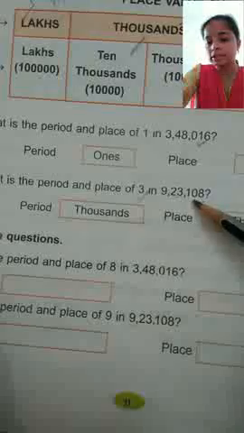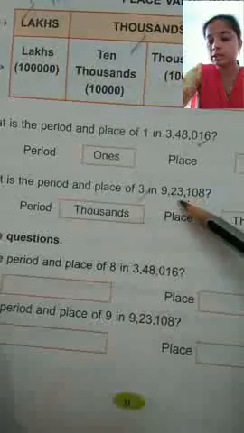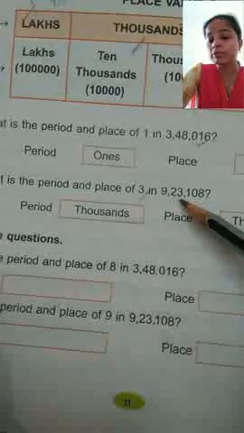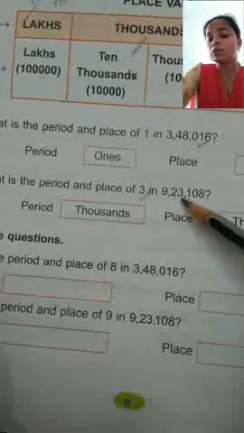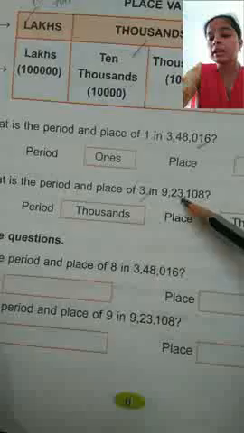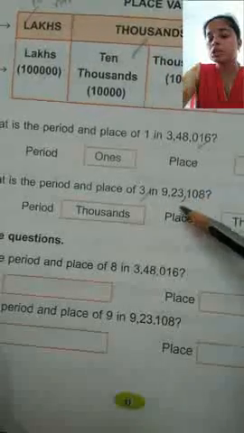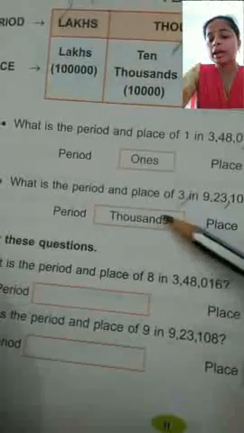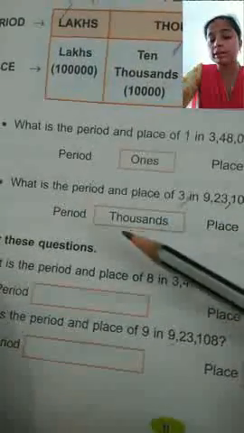So this one is ones, this one is 10, this one is 100, this one is 1000, this one is 10,000, and 3 is in the place of where? 3 is in the place of 1000. So what is the place of 3 in the given number? The place of 3 is 1000. So here we will write 1000. Okay. Again the next question arises: what is the period of the given number?